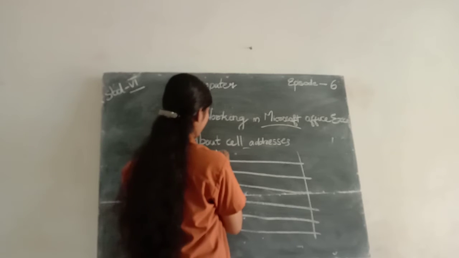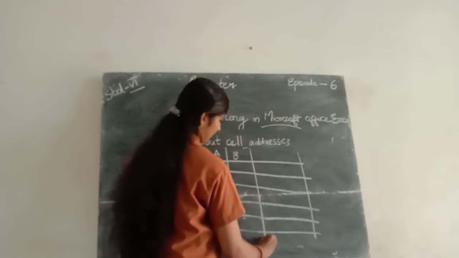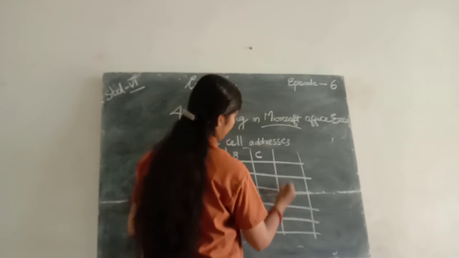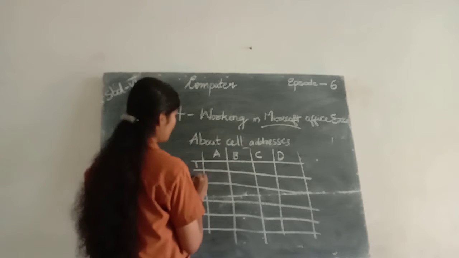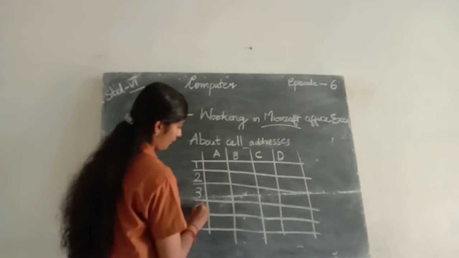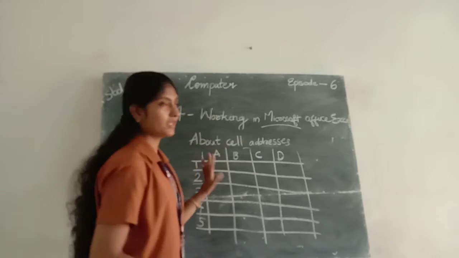A, B, C, D, etc. Then 1, 2, 3, 4, 5, etc. So here, look at this.